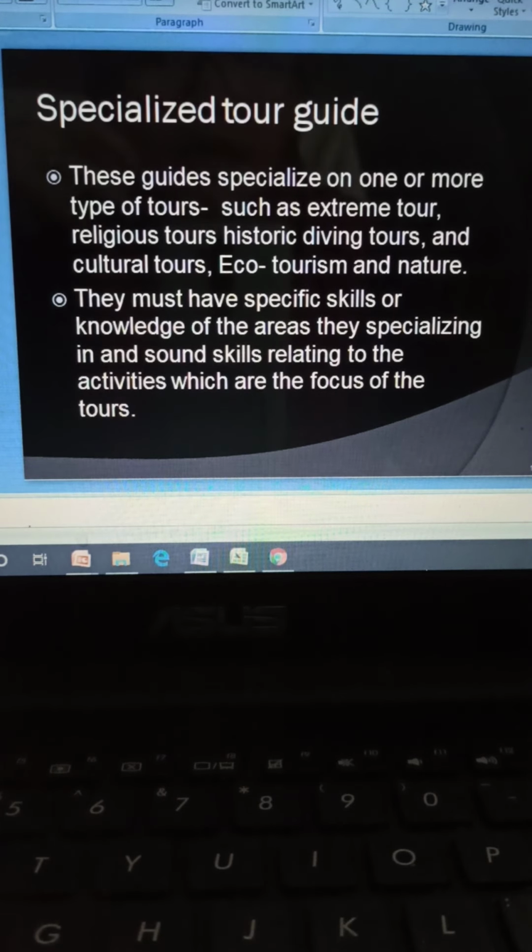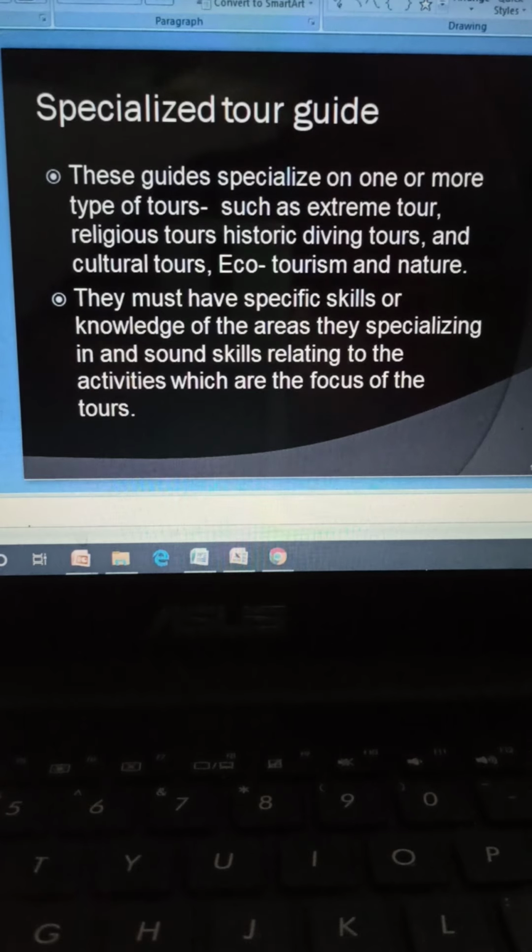Specialized tour guides are guides specialized in one or more types of tours, such as extreme tours, religious tours, historical tours, diving tours, cultural tours, ecotourism, and other types. They have to have a specific skill or be certified, like diving certification. Obviously, you need someone who's specialized.